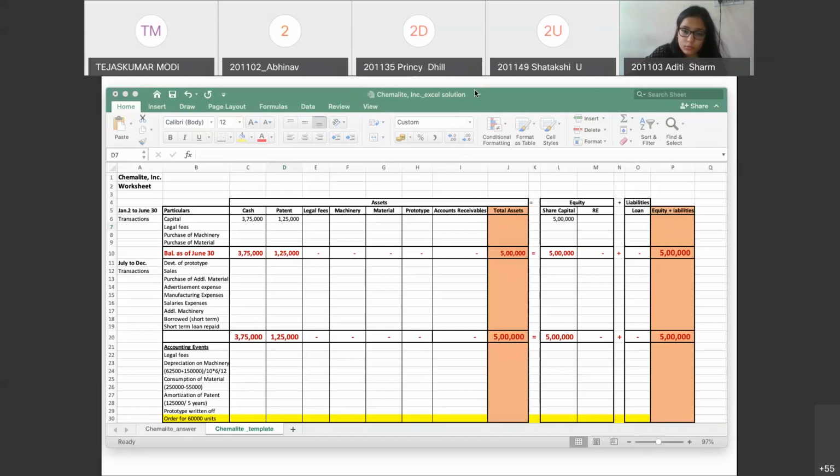Now, let's say Shatakshi is bringing the patent and Abhinav and Aditya are bringing cash. Now, if Abhinav and Aditya do not mind giving 1/4 control to Shatakshi in this business for giving the patent, why should we even talk about this? If Abhinav and Aditi do not agree that the patent should be 1.25 lakh rupees, then it's a different case altogether, right?